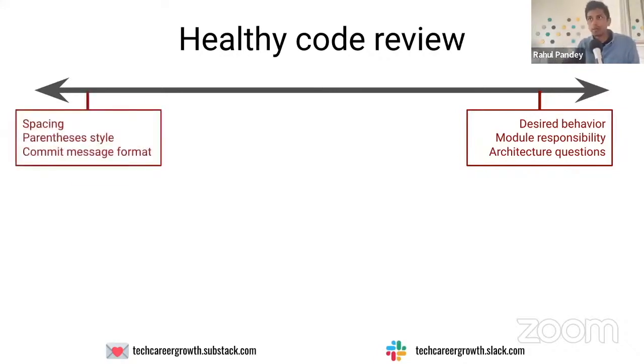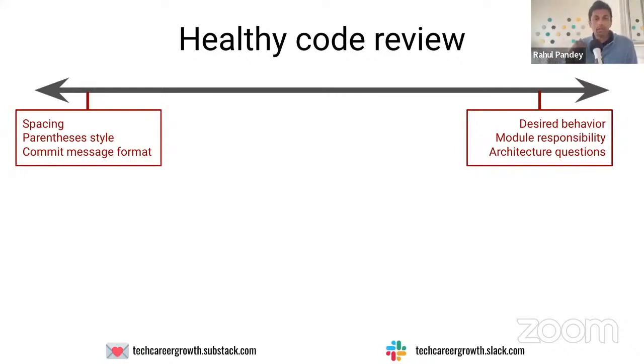At the other end of the spectrum, we have what I'll call nitpicks. A nitpick is basically something very, very tiny. It's pretty inconsequential. Not to say that they're not important, they are important, but you shouldn't really be wasting time on a code review on this kind of stuff. Spacing, parentheses, what line your bracket should go on. Or, okay, here's how you format the commit message.